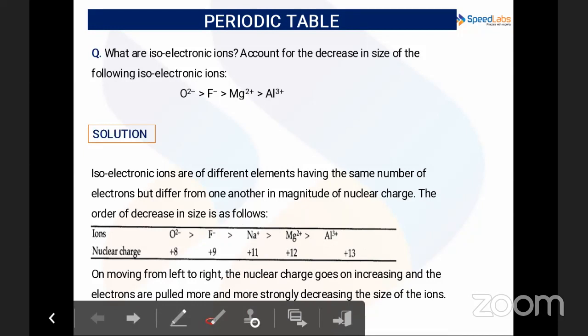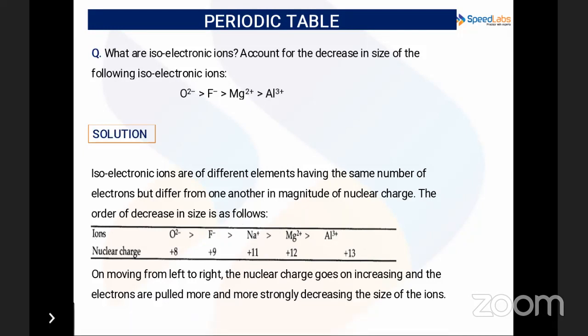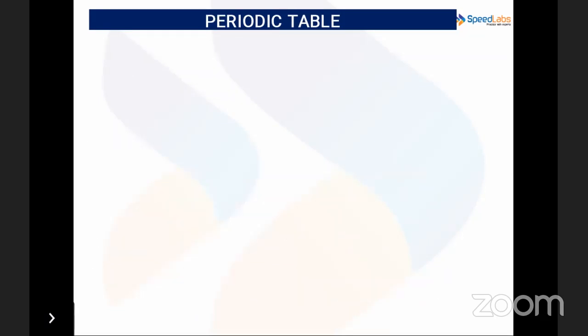So they are isoelectronic species. And based on this, as you are aware, moving from left to right, the nuclear charge increases. Okay, so we are clear here with the isoelectronic species.